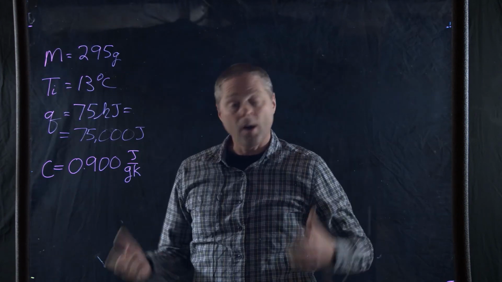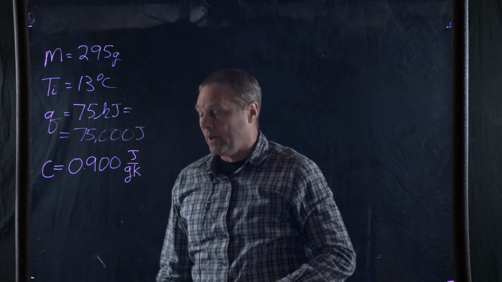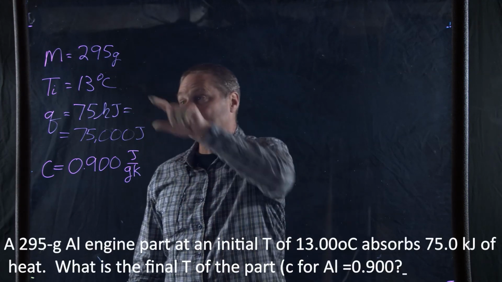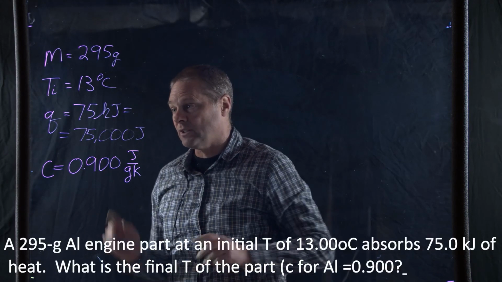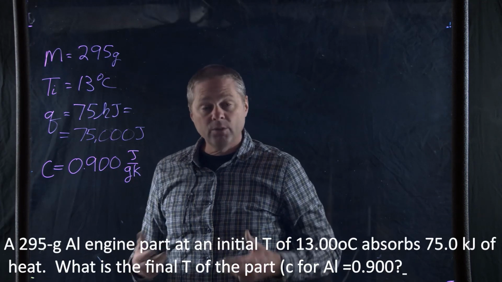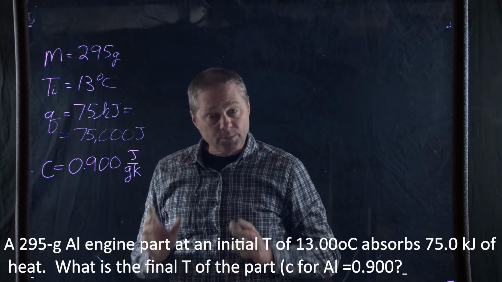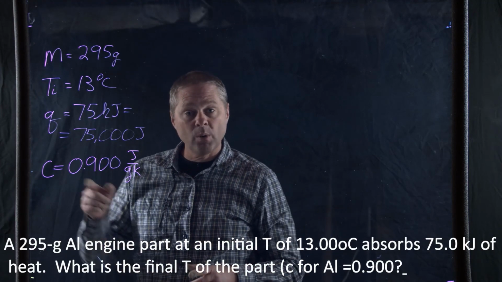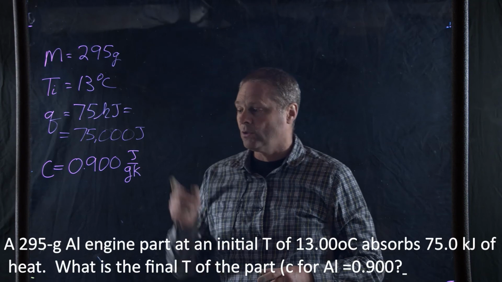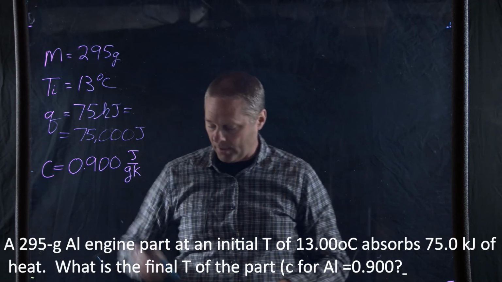Okay. All right, for the next question, we have a 295 gram aluminum engine part that has an initial temperature of 13 degrees Celsius, and added to that is going to be 75 kilojoules of energy, which is equivalent to 75,000 joules, and the specific heat of that engine component is going to be 0.900 joule per gram Kelvin.